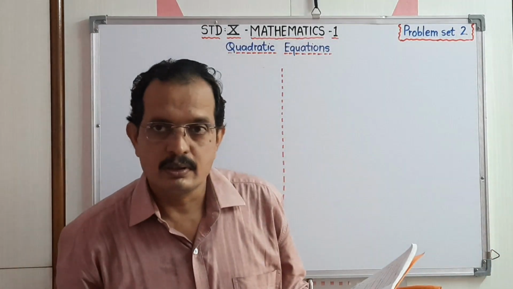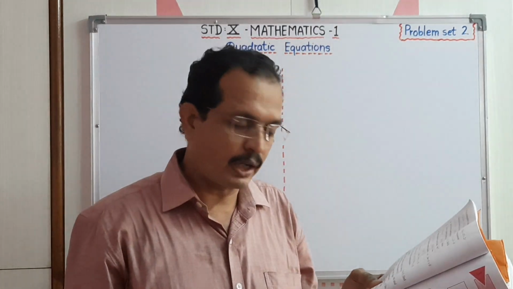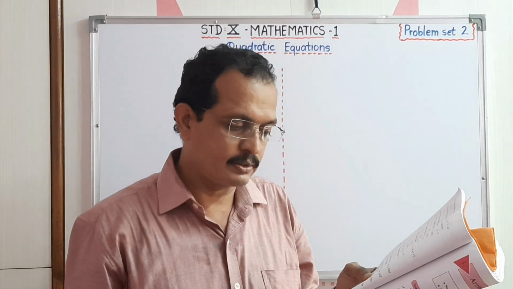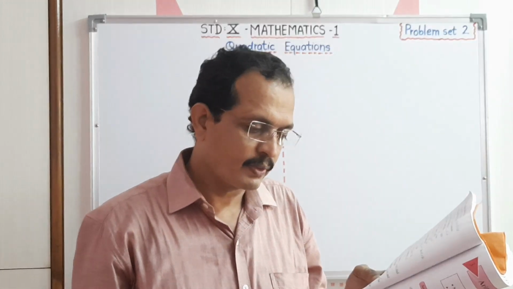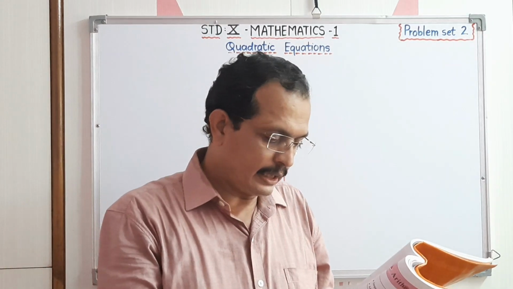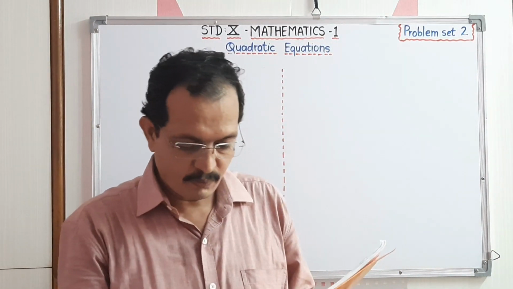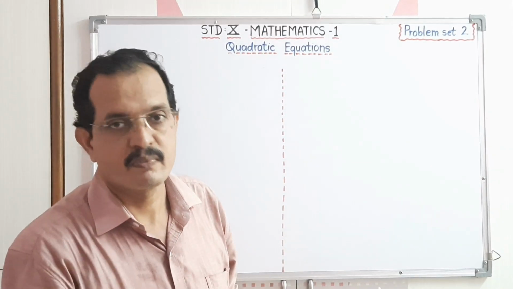See the question number 13. Ranjana wants to distribute 540 oranges among some students. If 30 students were more, each will get 3 oranges less. Find the number of students.